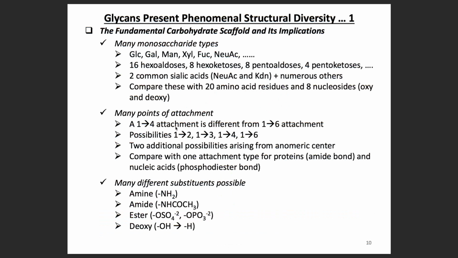Glycans present phenomenal structural diversity. I'm going to basically separate glycans into two parts, although there are actually way more than two parts, but for simplicity's sake, I'm going to separate those into two sections. One is the neutral sugars. In the neutral sugars, although they are not technically only neutral, we are including sugars such as glucose, galactose, mannose, xylose, fucose, sialic acid, all of those. Sialic acid has a negative charge, but for simplicity's sake, I'm including that in the neutral sugars.